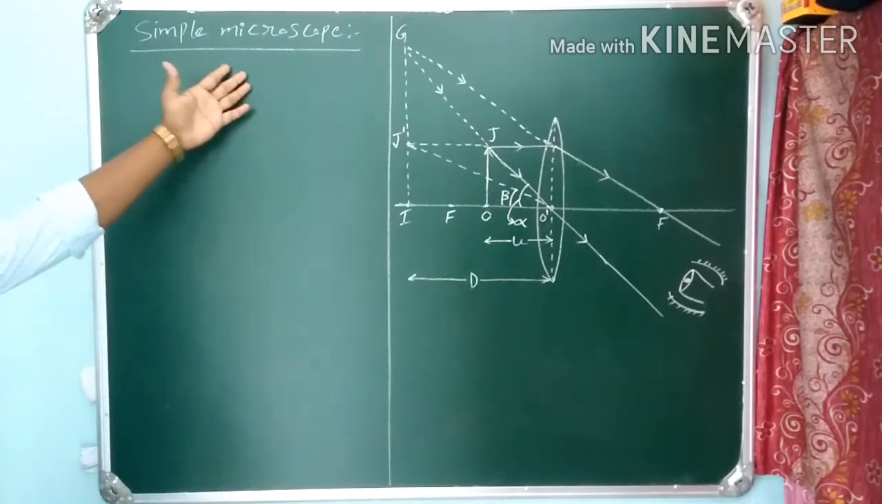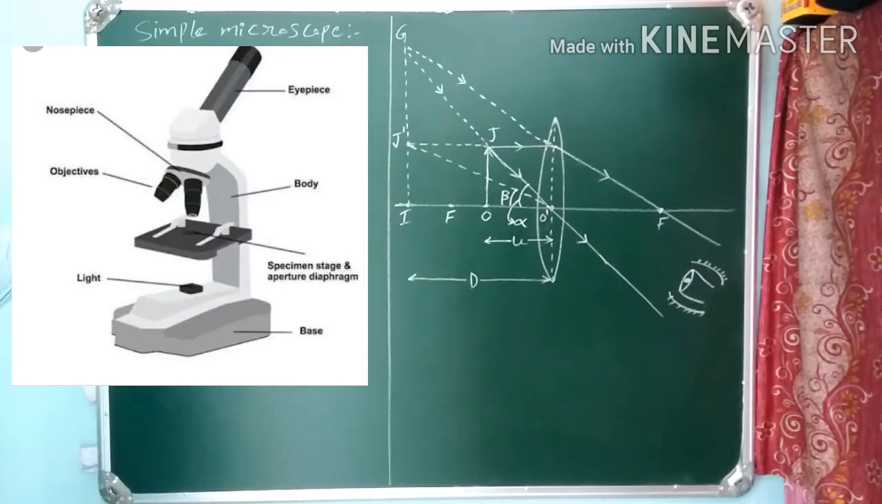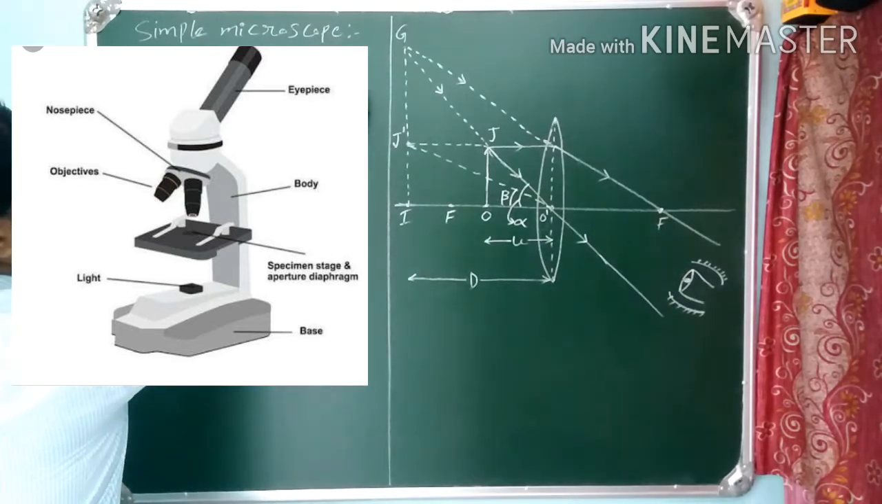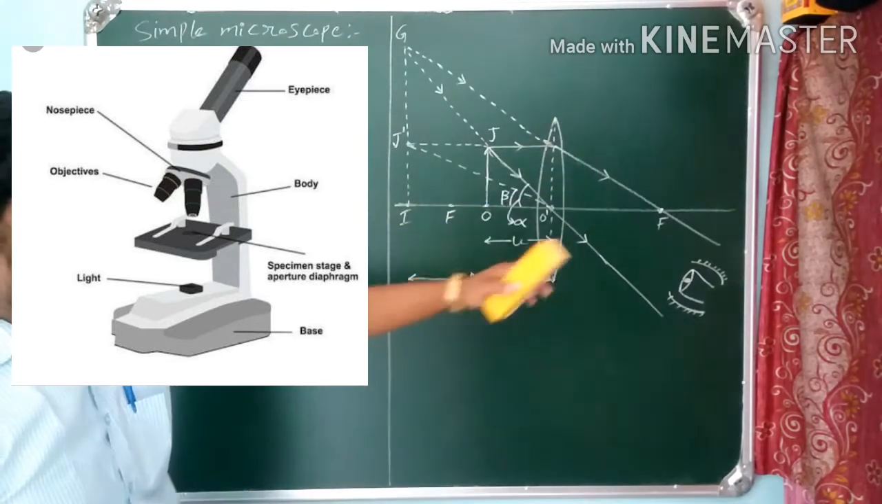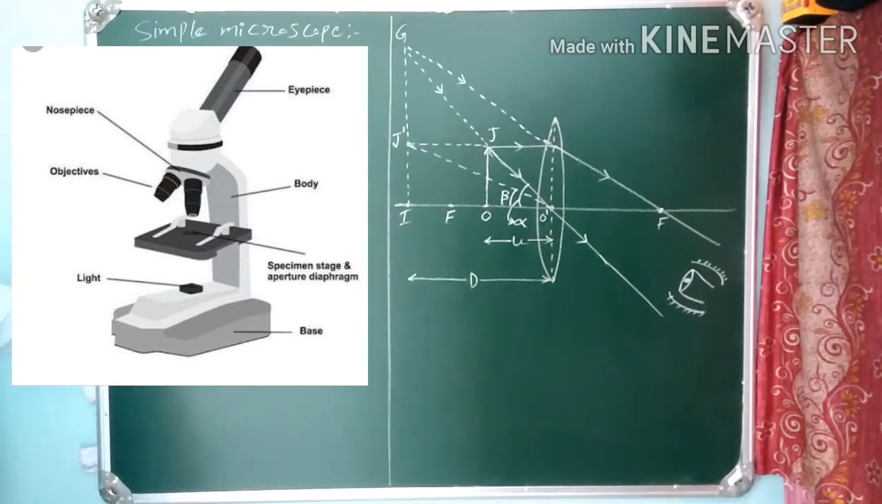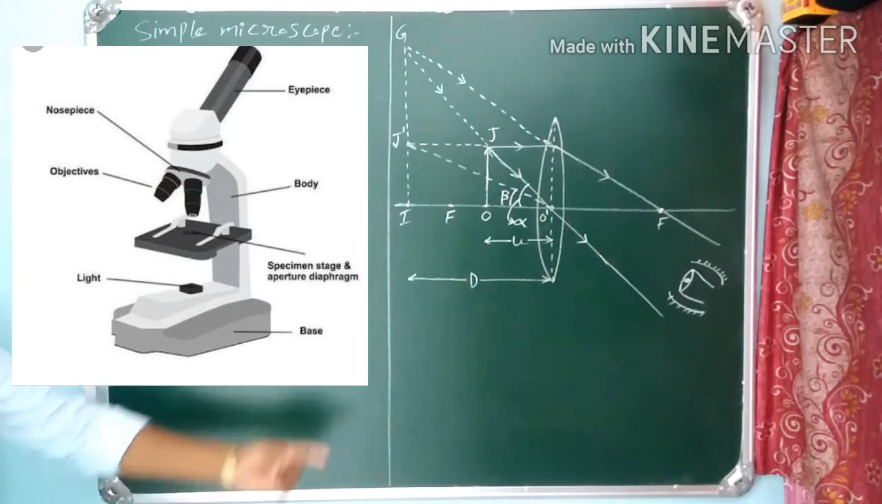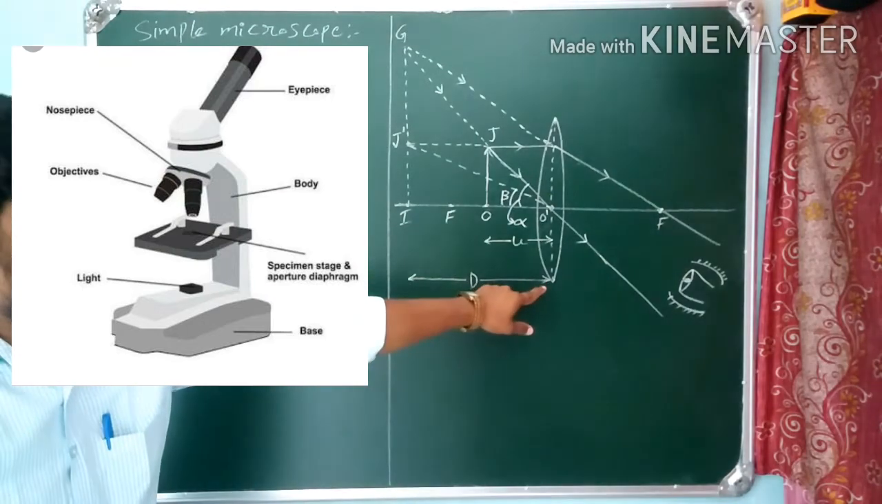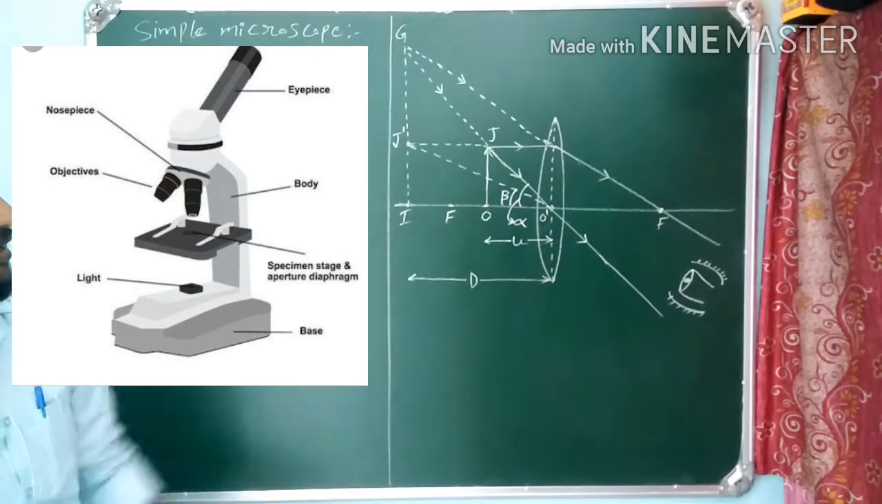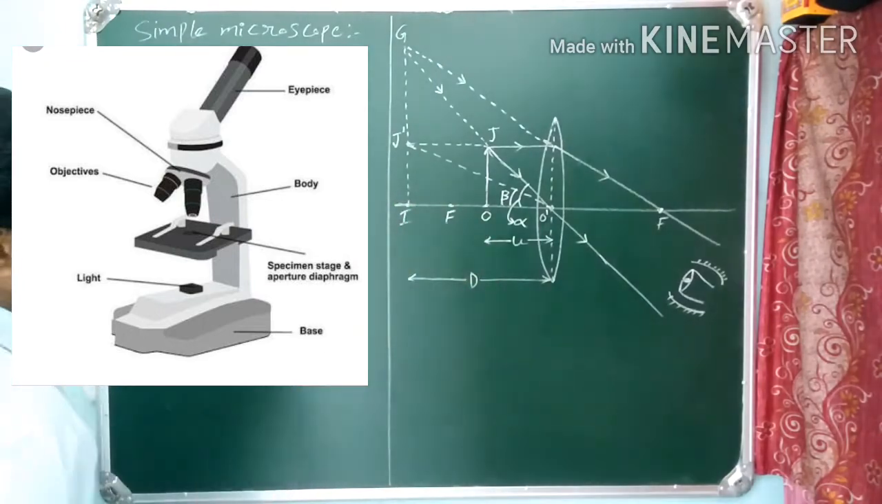Here, a simple microscope consists of a single short focus convex lens. This is a convex lens fitted in a metal frame which is provided with a handle to hold it on an object. This is a simple microscope diagram.